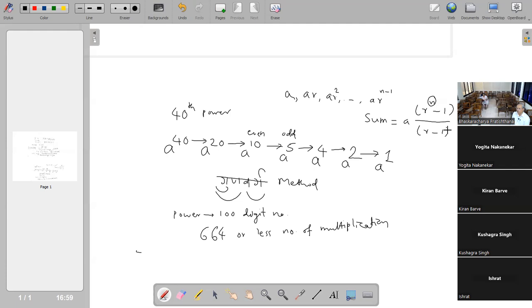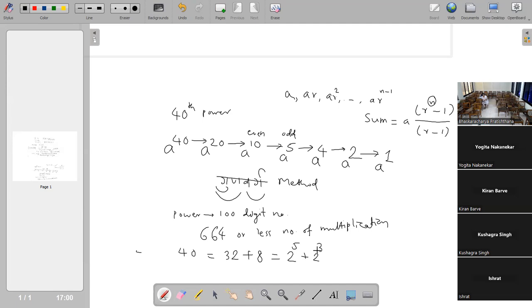So you are dividing by 2 every time, and you get the highest power of 2 that is possible there. Basically, if you see it carefully, you are writing 40 as a sum of powers of 2. So 2 raised to 5 is 32, and you are writing 40 as 32 plus 8, that is, 2 raised to 5 plus 2 raised to 3.